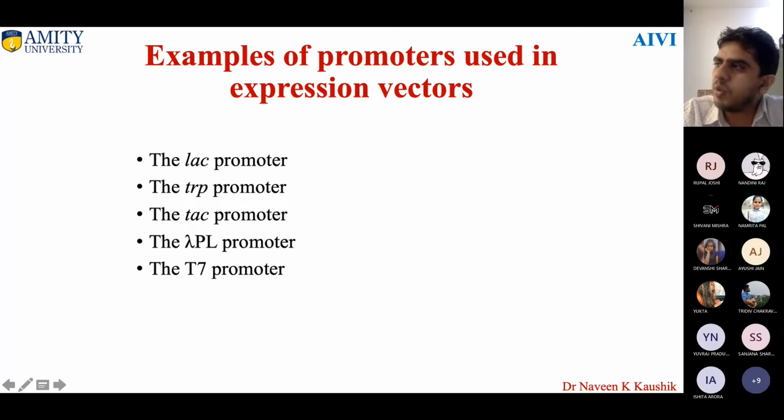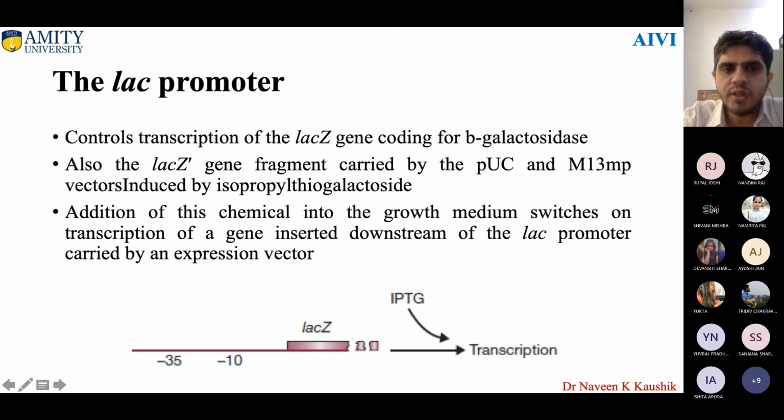Each promoter has its merits, and it is also going to have its demerits. Now some information about these promoters. First, the lac promoter. From the lac operon you are going to get it. It controls the transcription of the lacZ gene that codes for beta galactosidase. Also, the lacZ fragment is carried by the pUC and M13mp vectors. So this promoter is present in all these pUC and M13mp vectors.